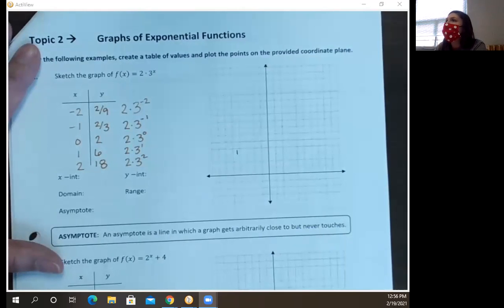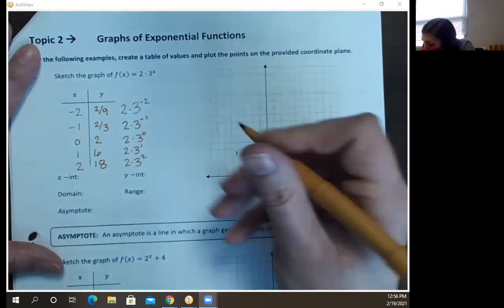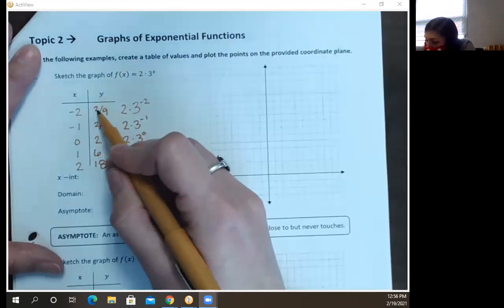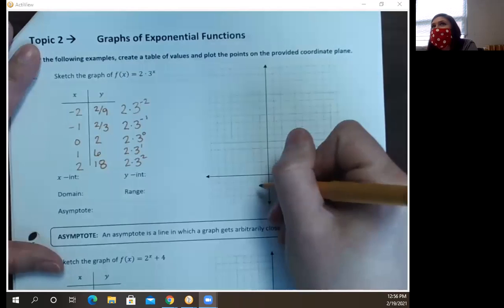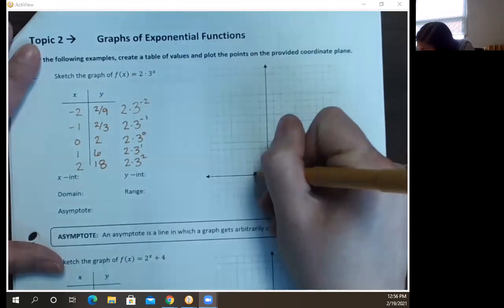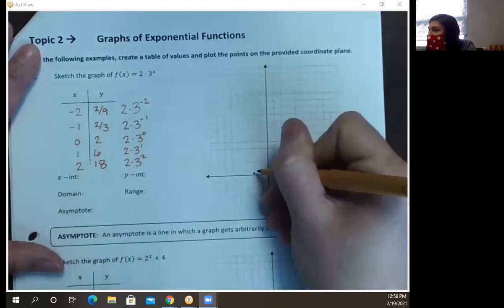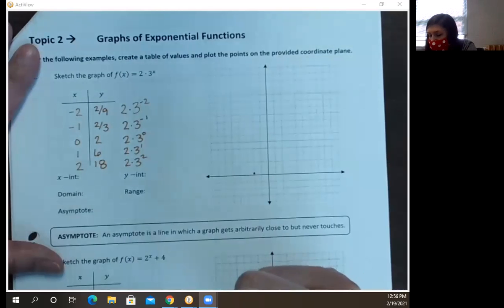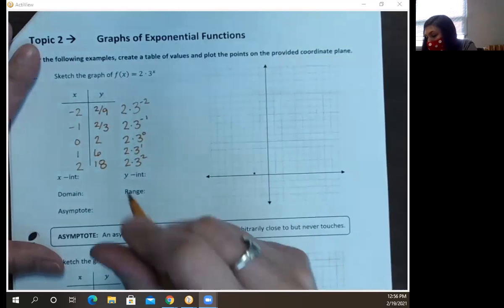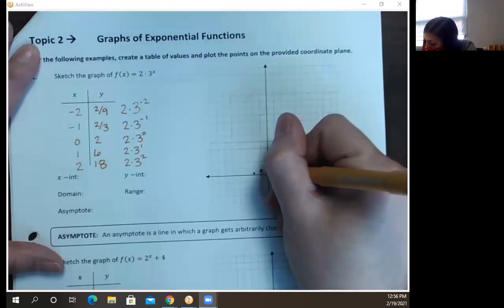So now I'm going to plot these points. Remember, that's what the table gives me. It gives me points on my graph. So at -2, I've got the point -2 comma 2/9. So 2/9 is less than a half. So I'm going to make this down here. We don't have a ton of space in here, but it's less than a half. So I'm going to make sure it looks less than a half. And then I have the point -1 comma 2/3. That's a little more than a half.